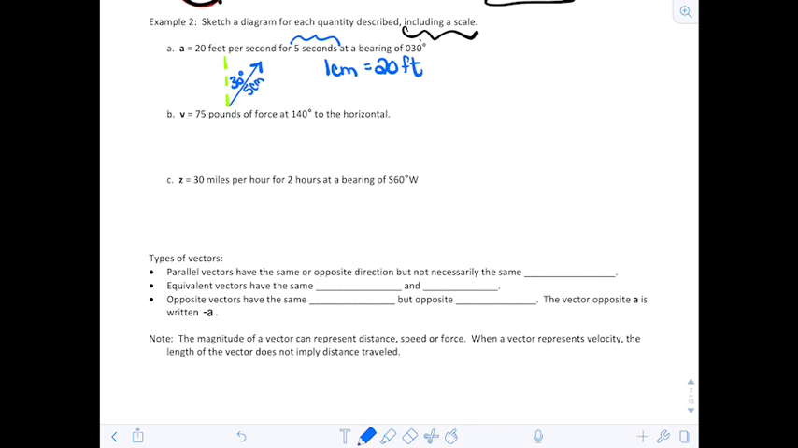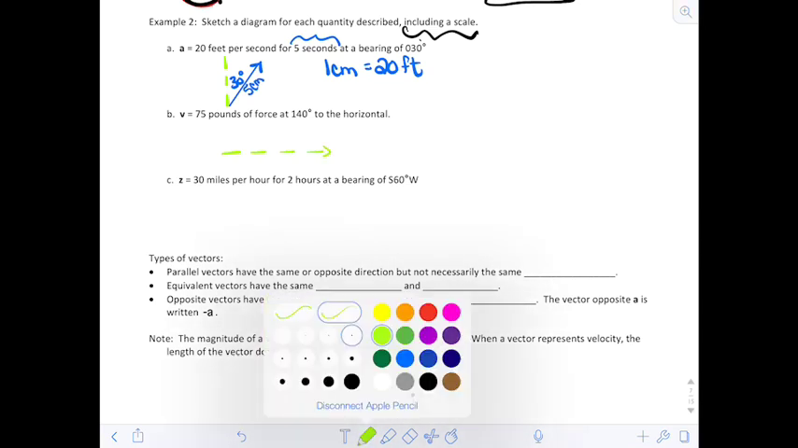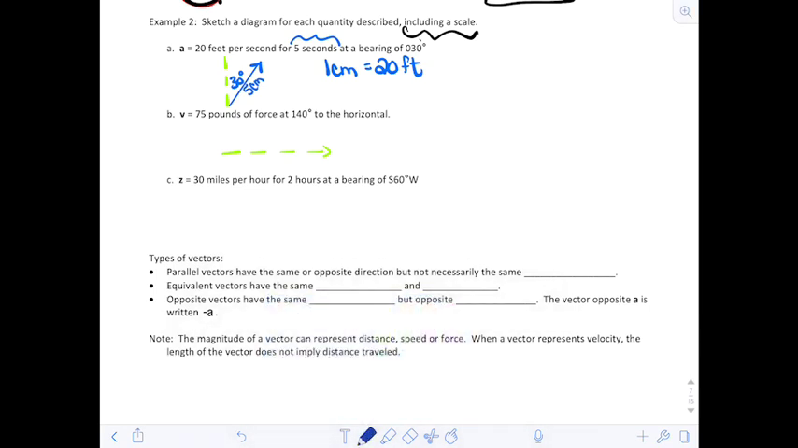Okay. Now let's look at the next one. 70 pounds of force at 140 degrees to the horizontal. So if it is to the horizontal, we have this, which is like the positive x-axis. But keep in mind, this is just a vector, not an angle. It is 140 degrees from the horizontal, which would be right here. So my vector goes in this direction.